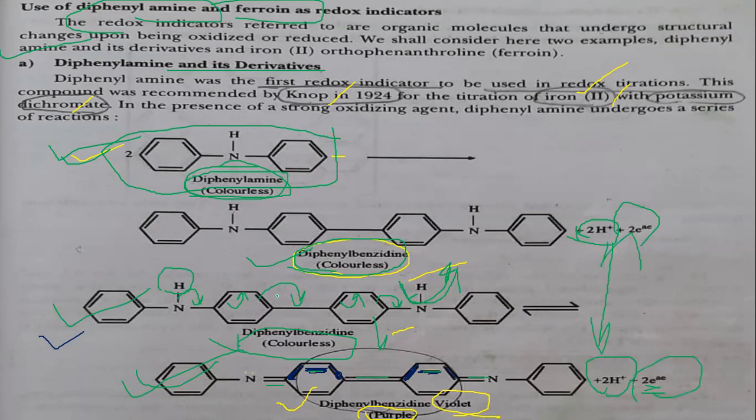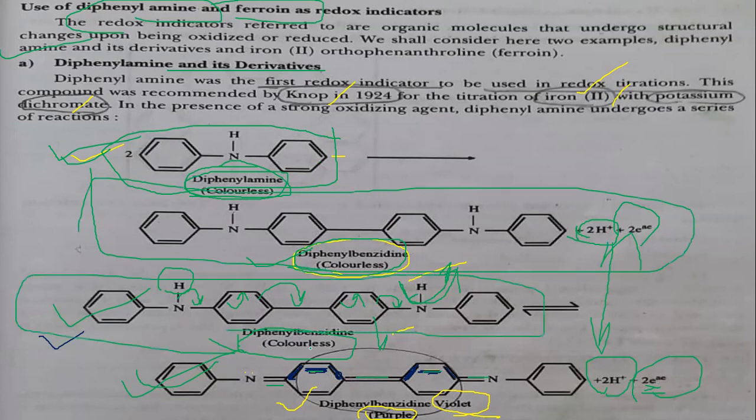See what happened now. When this molecule gets connected, two hydrogens and two electrons are given out. Now this is the dimer, and it shows the resonance where the two H plus are given out and two electrons are given out. So this is the oxidized form. This is the reduced form. Reduced form is colorless, oxidized form shows purple or violet color.